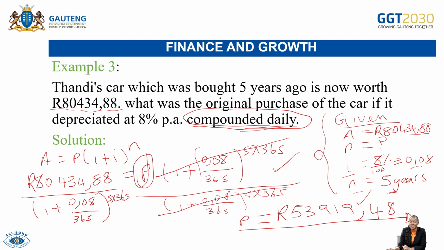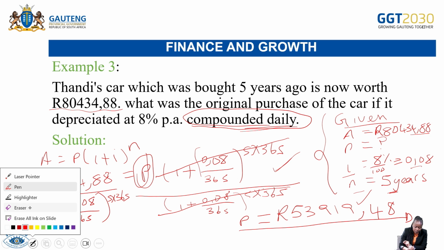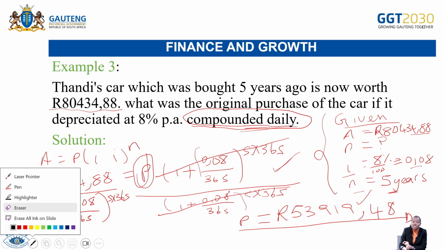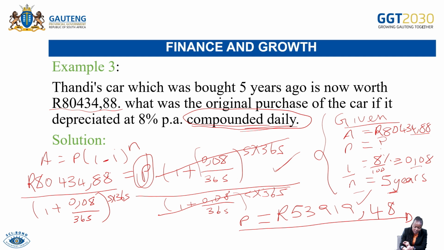Oh, thank you for that. Thank you, guys. Okay, so we've made a mistake. Tandi's car, which was bought 5 years ago. Now we are talking about depreciation. I'm so sorry for that. I made a huge mistake. Okay, so since we are talking about depreciation, now in the formula we need to put the negative. In our formula, we need to put the negative, not the plus, because we are talking about the depreciation. Thank you very much. Okay, so we need to put the negative there.